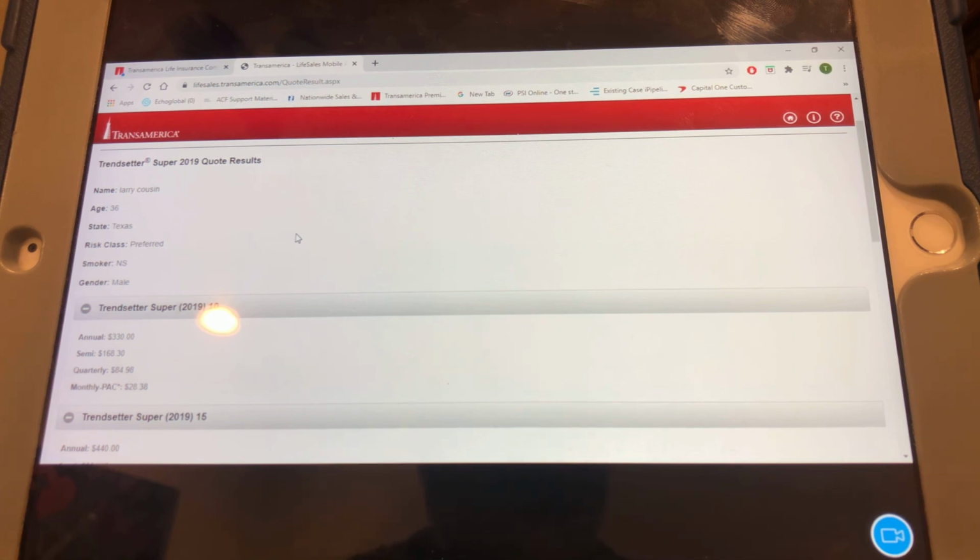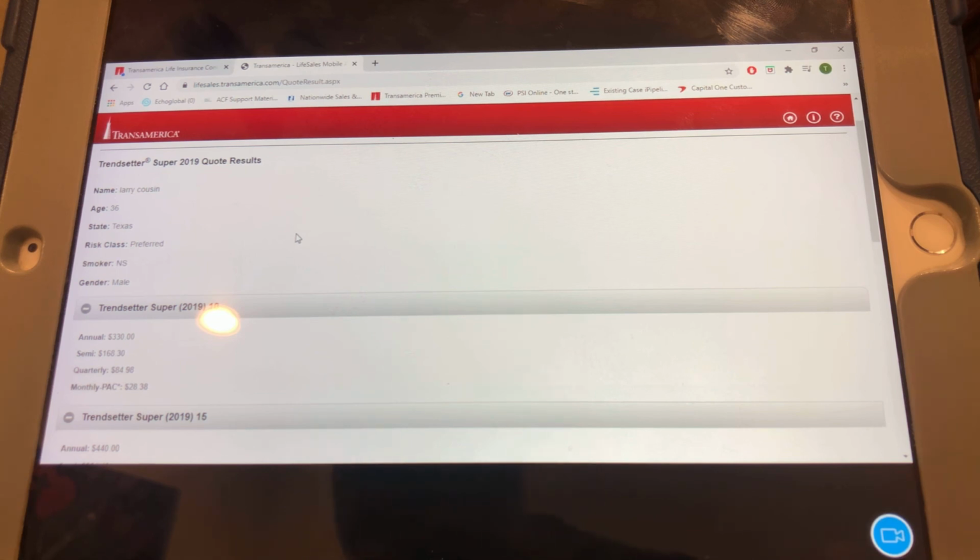Can you tell them what the term life would be without living benefits, and then explain what the term life would be with living benefits and what the living benefits cover? Because there's really not that much difference between the Trendsetter Super and the 2019 and the 2017 version. Yeah, you can do that for sure.